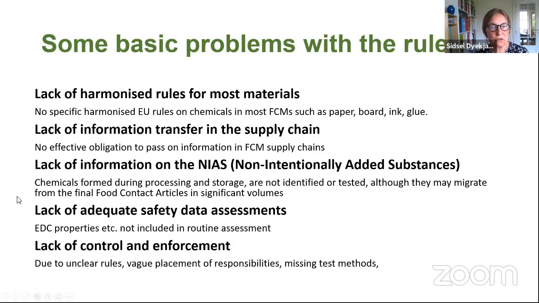A third point, which is also often mentioned in the discussion on FCM, is the NIAS, the non-intentionally added substances. These are chemicals that are formed during processing and storage, and they are often not identified or tested, even though they may migrate from the final food contact articles in very large volumes. But unfortunately, the traditional system is to look at the starting substances, and there's no tradition to look at any other substances. And this is also what you do for plastic. You look at the starting material.